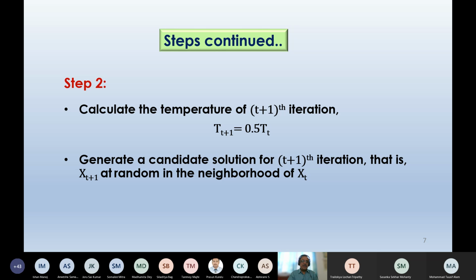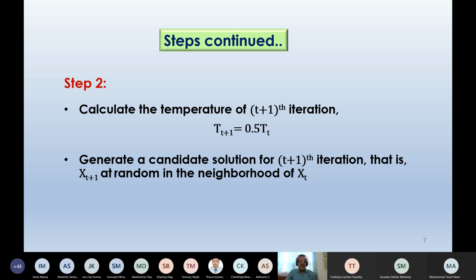Okay. So you reduce the temperature to 50% and generate a candidate solution for the t plus 1 iteration, that is x t plus 1, once again at random in the neighborhood of xt, using the random number generator in the computer program. So the solution for the next iteration, that is the second iteration, x t plus 1, is generated at random in the neighborhood of xt, the previous solution, using the random number generator.